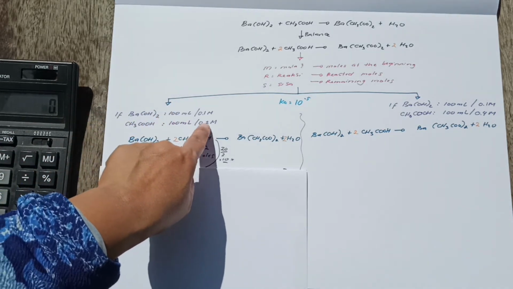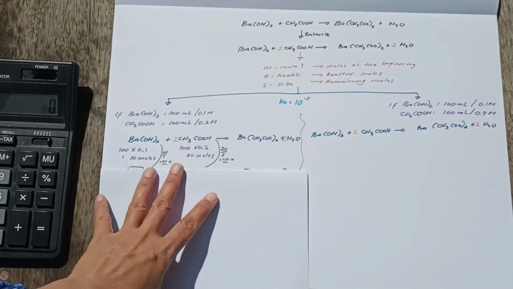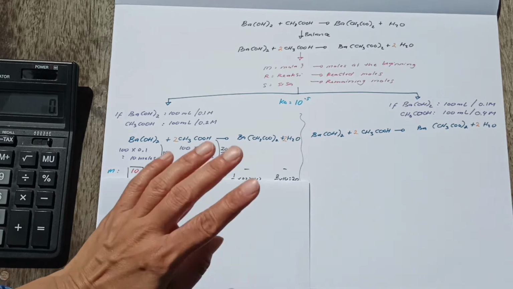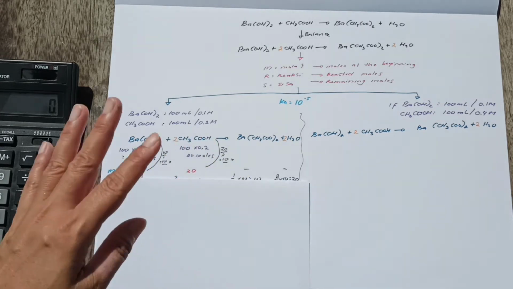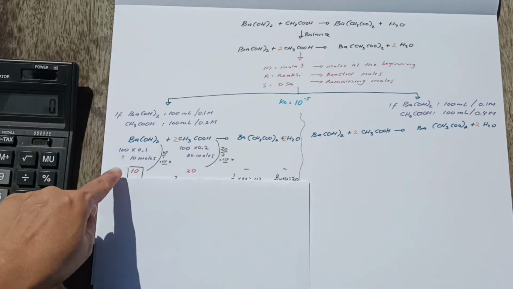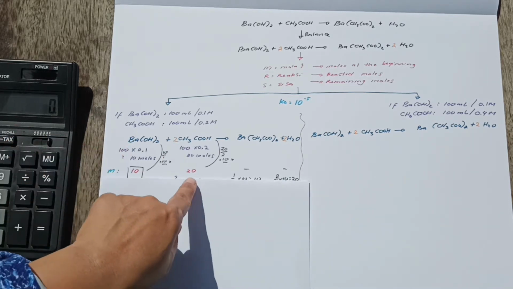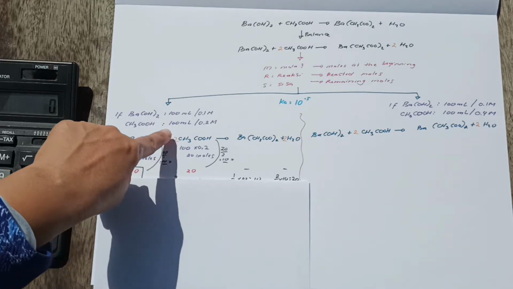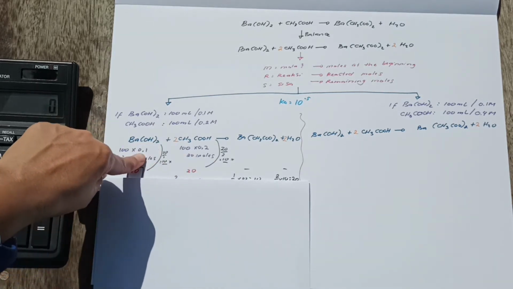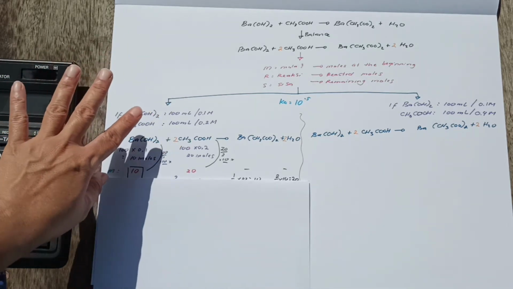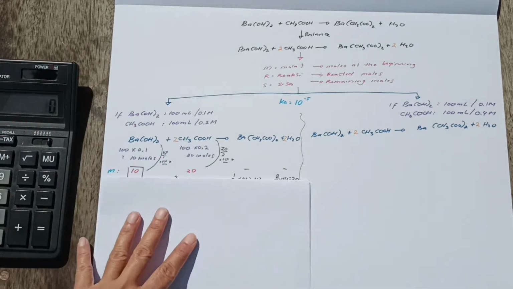100 milliliters times 0.2 is 20 mmol. Put them at the beginning of the moles, 10 and 20. Now, which one do we want to use? You need to find the ratio. So 10 divided by the coefficient, which is 1, and 20 divided by the coefficient, which is 2. So you have 10 each. Now, both are the same. None of them is smaller, so you can use either one of them.